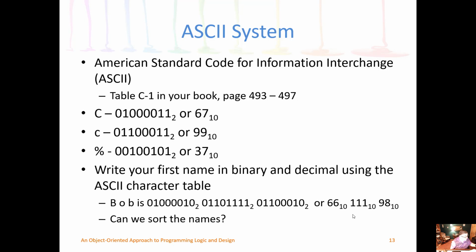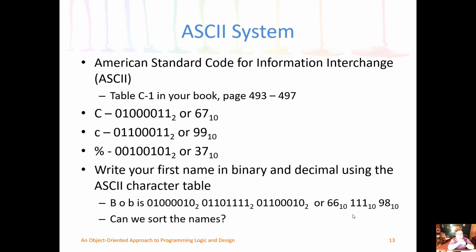We can also do any of the characters, like a percent sign. I just have to find where the percent sign is here. Okay, that's on page 493. There it is. And that's 00100101 in binary or 37 decimal. So these are the binary representations in 8 bits, and it also shows hex, for anything on your keyboard.